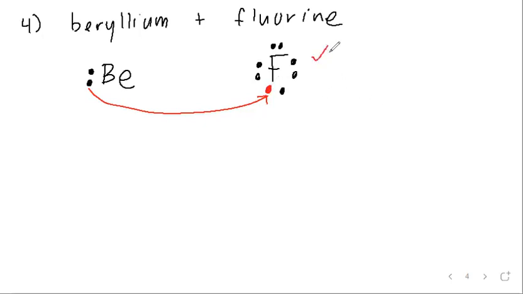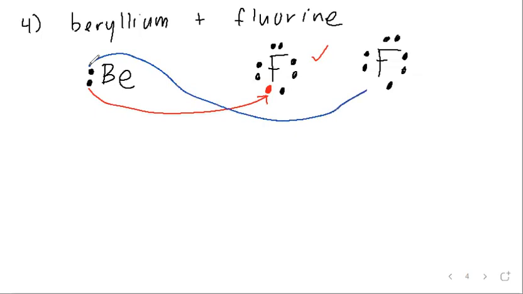Now this fluorine is happy. It has a full octet, but we still have 1 electron left on beryllium. And so to get beryllium to also have a full octet, to meet the octet rule, we need to bring in another fluorine. So our second beryllium electron will go right there. And now this fluorine also has a full octet, and beryllium donated both of its electrons.